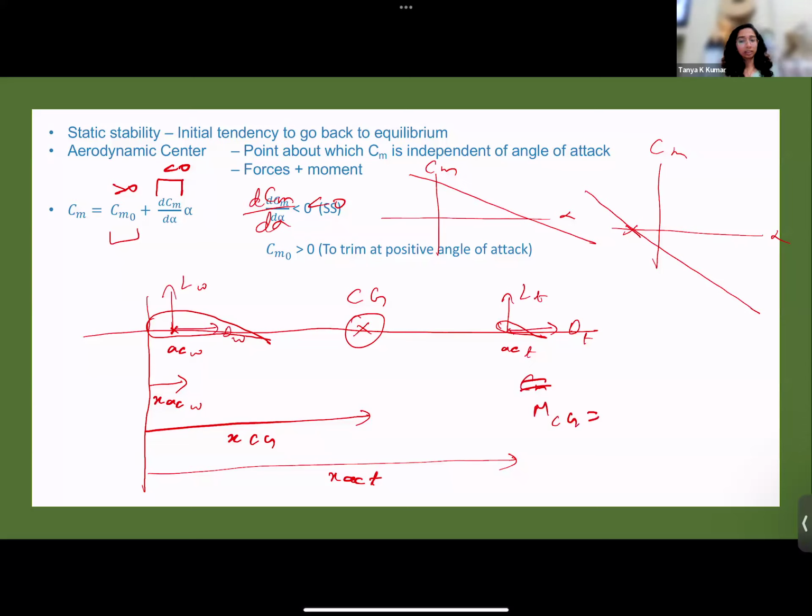Moment at CG is force and displacement. Do it for the various force components, and then you'll be able to form an equation for the moment about the CG. Then you make it non-dimensional by dividing throughout by half rho V square S C bar, where rho is the density, V is the free-stream velocity, S is the area of the wing, C bar is the mean aerodynamic chord of the wing.